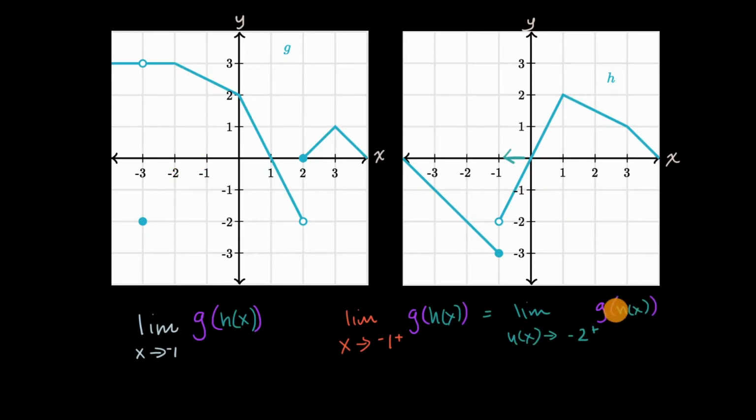And so this is analogous to saying, if you think about it, the limit as x approaches negative 2 from the positive direction of g. Here, h is just the input into g. So the input into g is approaching negative 2 from above, from the right, I should say, from values larger than negative 2. And we can see that g is approaching 3. So this right over here is going to be equal to 3.